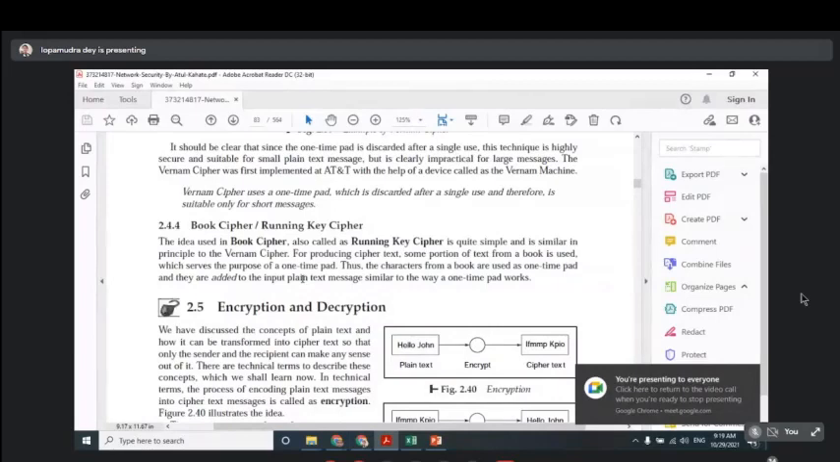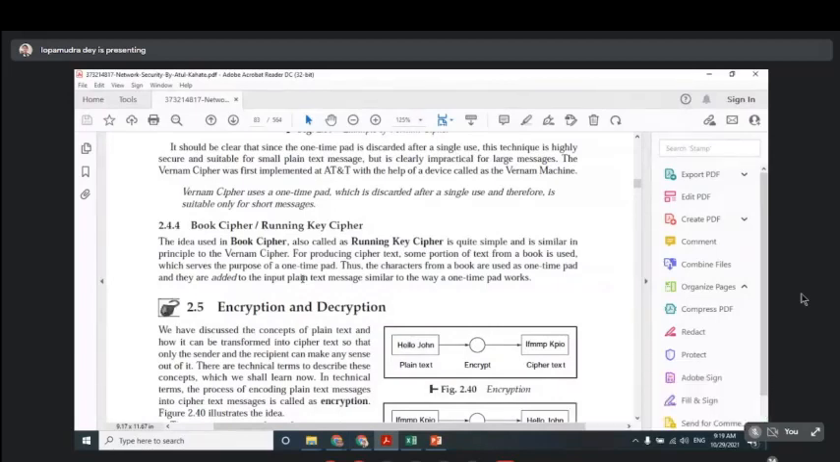So one book is used, and from the book you will use some portion of the text as the one time pad. This is how you can also generate the key for the Vernam cipher, and this is called the book cipher. Take any book, and from the book you will take some portion of the text as the one time pad, for as many characters as you need.